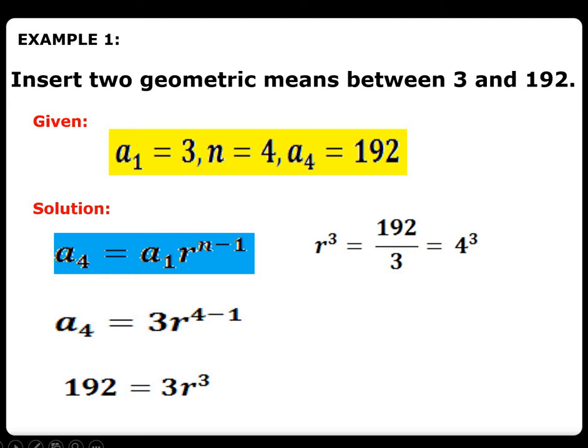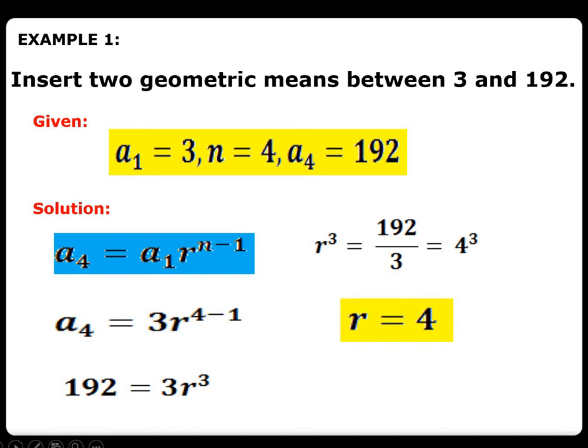So when you say 192 over 3, you must express that in exponential form. Take note that you're going to solve for r. So therefore, your quotient must be expressed in exponential form to have the same exponent. So they have the same exponent now. Copy their bases. So r is equal to 4.